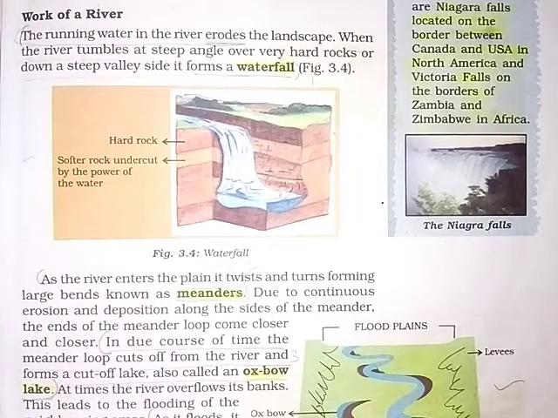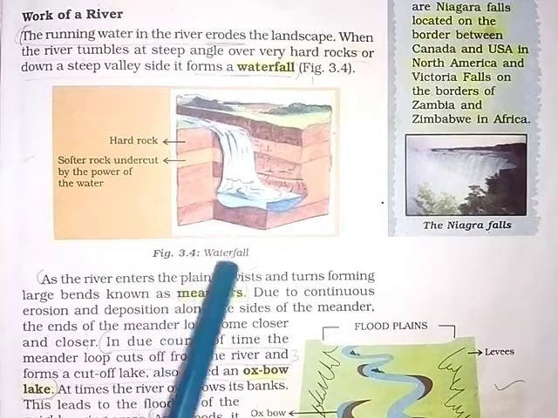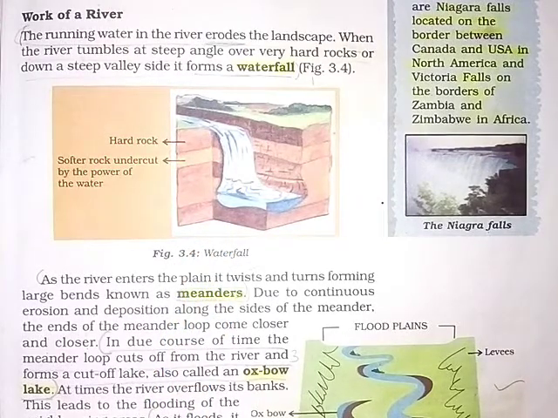Work of a river. The running water in the river erodes the landscape. When the river tumbles at a steep angle over very hard rocks or down a steep valley side, it forms a waterfall. As the river enters the plain, it twists and turns, forming large bends known as meanders. Due to continuous erosion and deposition along the sides of the meander, the ends of the meander loop come closer and closer. In due course of time, the meander loop cuts off from the river and forms a cut-off lake called the Oxbow Lake.